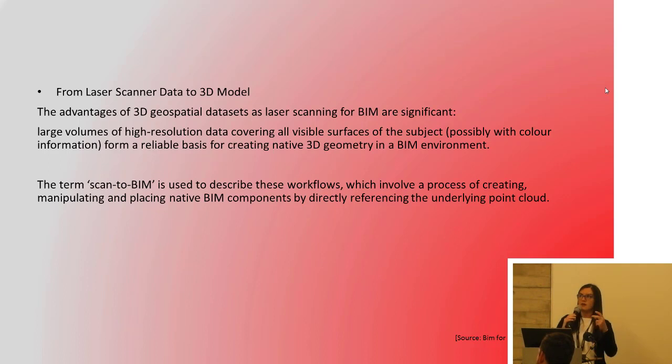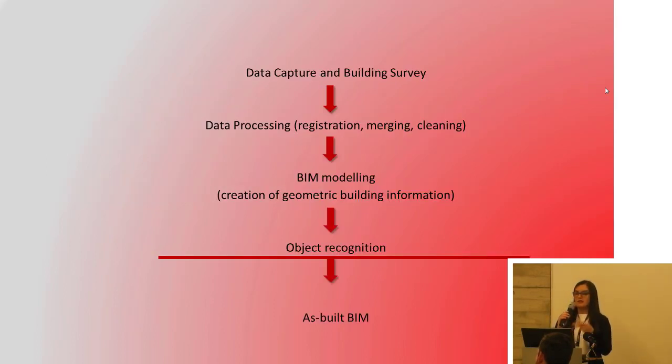So you can just reference the underlying point cloud and create a 3D model, very accurate and with all the architectural details that you need. This is the workflow that Gabriella has already shown you. The surveyor goes on site, captures the data, and maybe also does some photographic survey, which is also useful. Once in the office, they process the data, registering, merging, and cleaning, and then the data is ready for BIM modeling and for the creation of the geometric building information model.